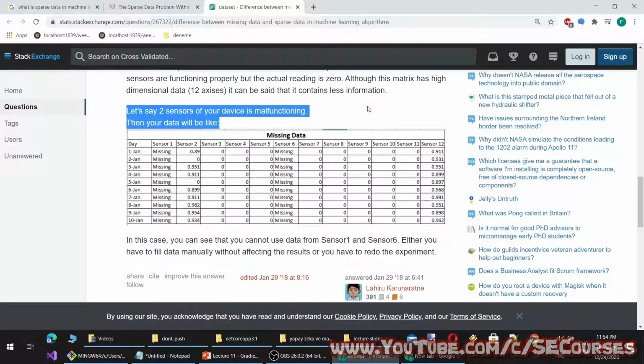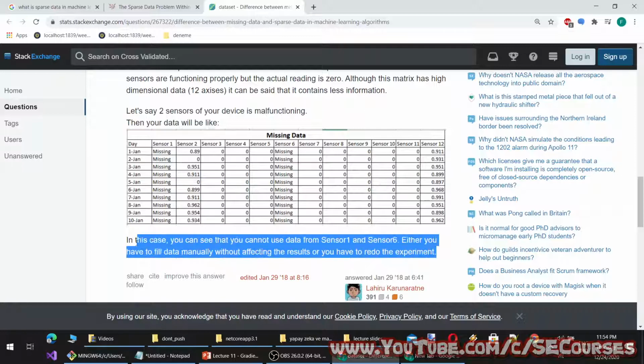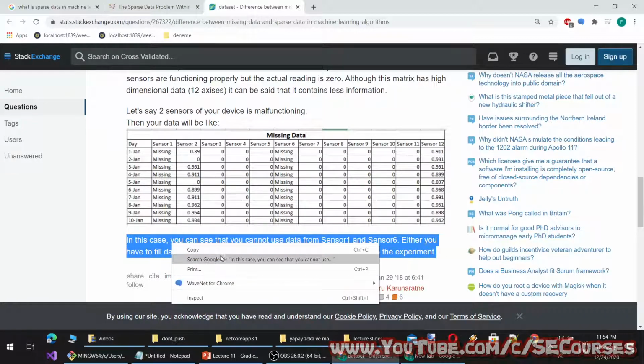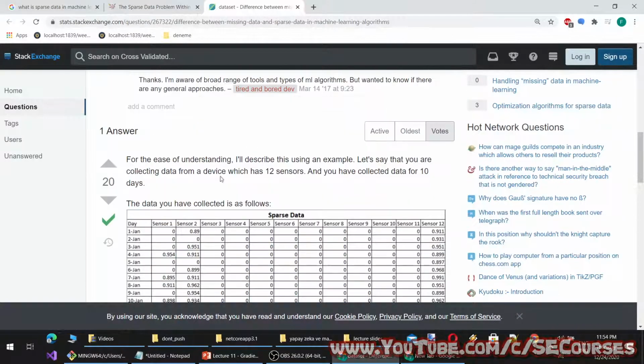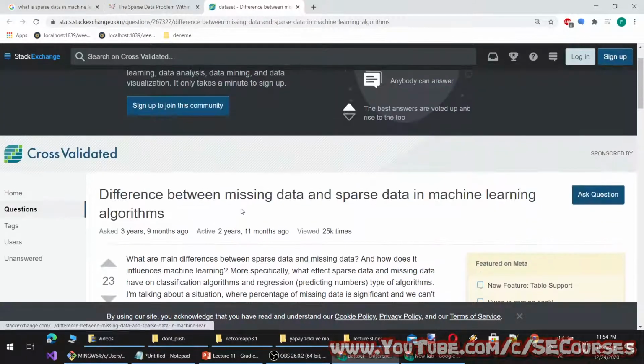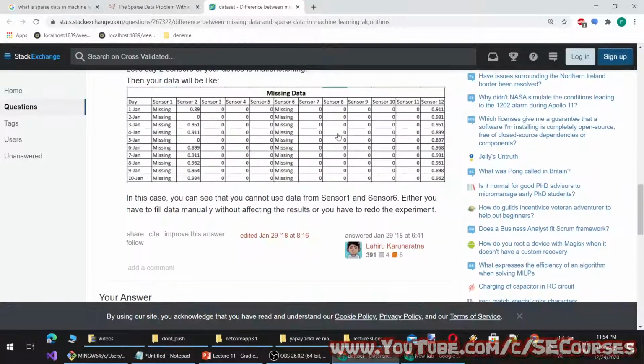Let's say two sensors of your device are malfunctioning. Then your data will be like this. In this case, you can see that you cannot use data from sensor 1 and sensor 6. Either you have to fill data manually without affecting the results or you have to redo the experiment. Okay, so this is sparse data and the other one is missing data.